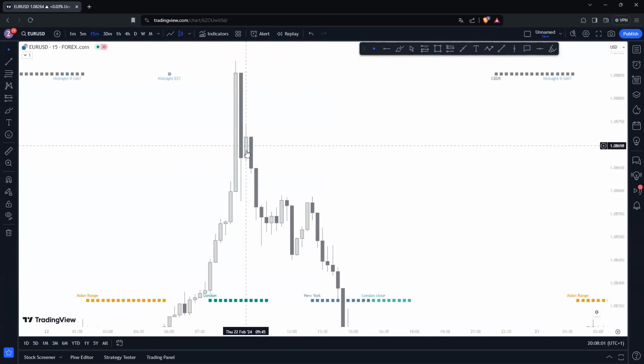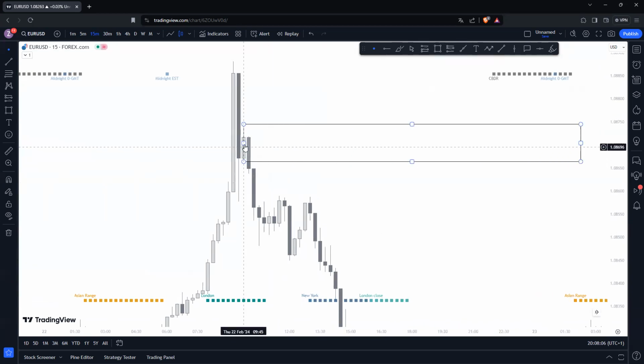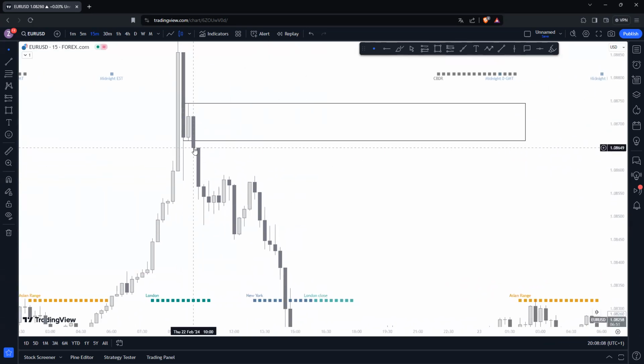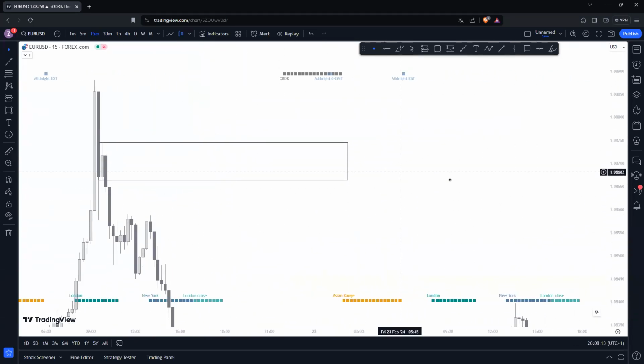So the last up candle before the down move, from bottom to top, drag it to the right. As you can see, body closure outside, price never came back. Okay, so this is fresh.